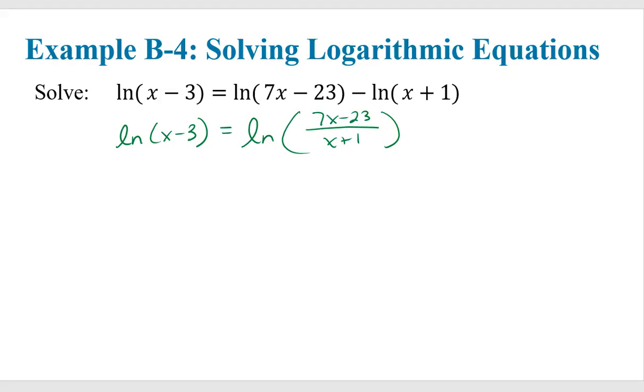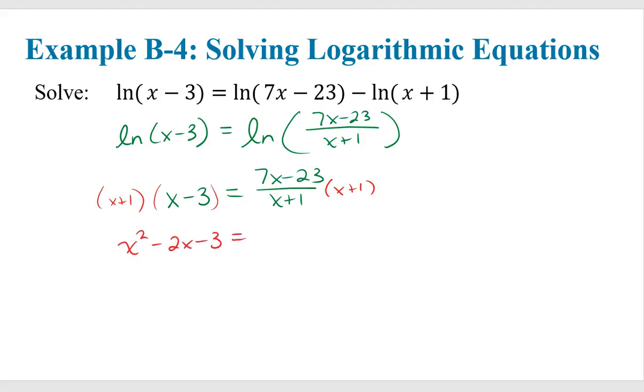Okay, so now notice you've got a logarithm equals a logarithm. Fabulous. Because they're both base e, I can just set x minus 3 equal to 7x minus 23 over x plus 1. And I will now need to solve that rational equation. So first thing I'm going to do is multiply x plus 1 by both sides. On the left-hand side, I will FOIL that out, and you should get x squared minus 2x minus 3 equals, over here on the right, the x plus 1s will divide out, and I am left with 7x minus 23.